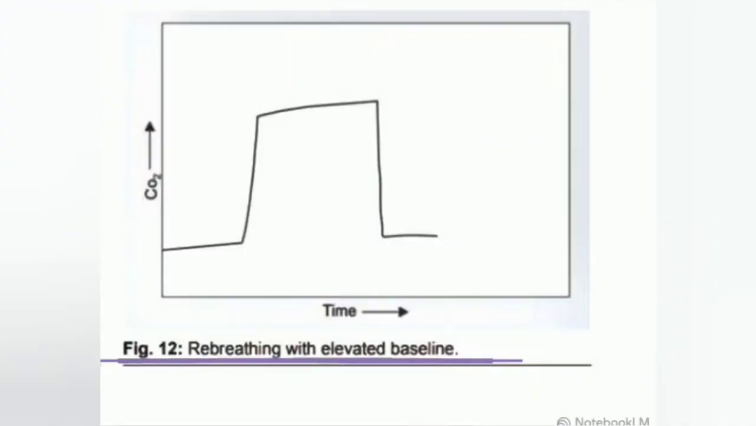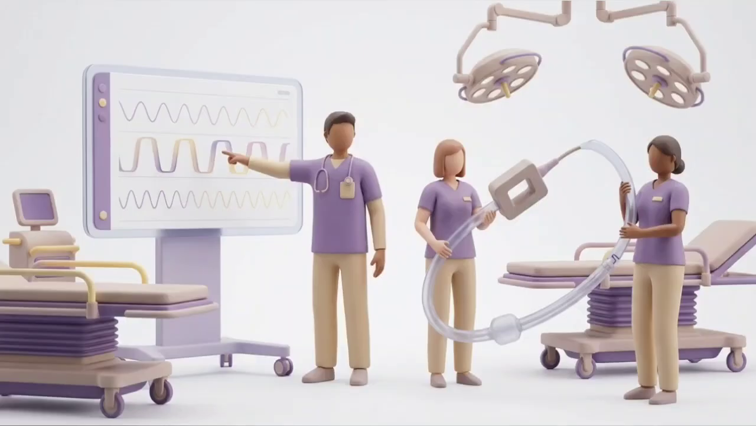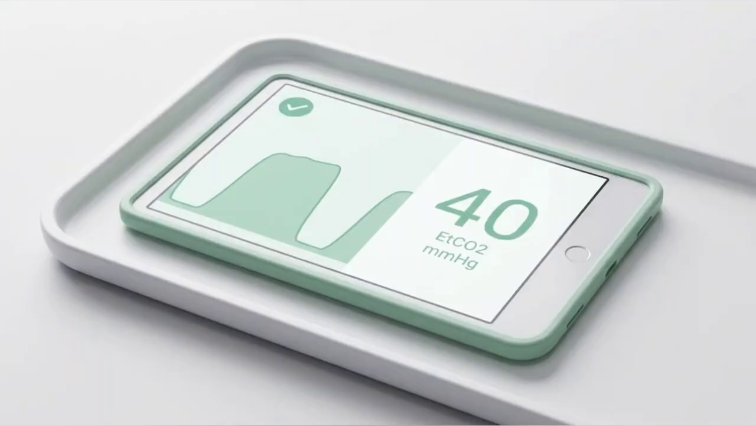Finally, this chart shows rebreathing. The baseline is elevated above zero, meaning CO2 is constantly present. This is caused by exhausted chemical absorbent, a bypassed canister, or a malfunction in the non-rebreathing valve. Recognizing these specific morphological deviations allows an astute provider to instantly diagnose mechanical failures or physiological shifts long before vital signs crash.